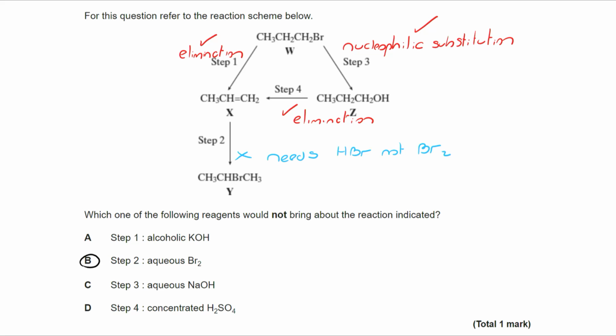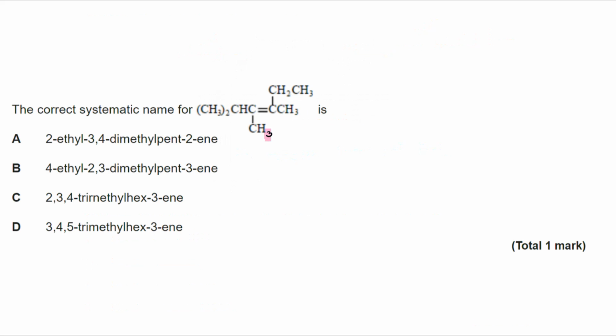Now, we've got the right mechanism. It's an electrophilic addition, but actually this would not be with Br2. To get to Y, you would do it with HBr. So the correct answer is B. Next question.